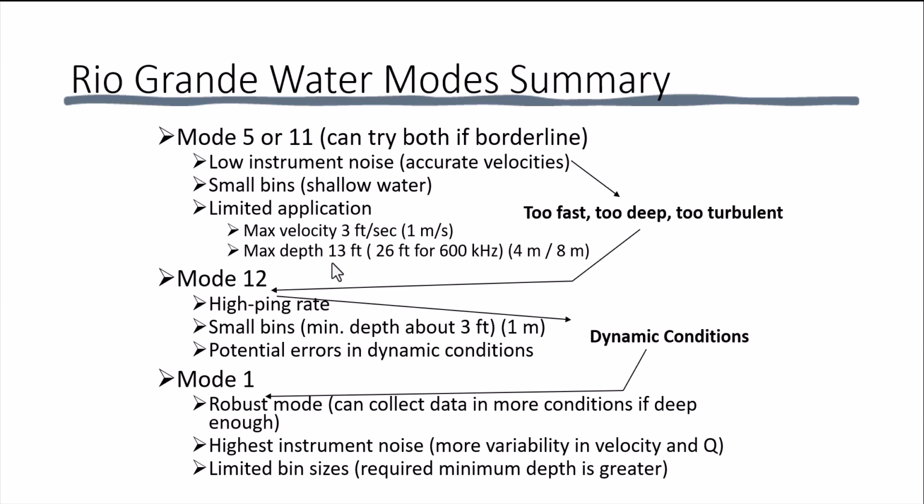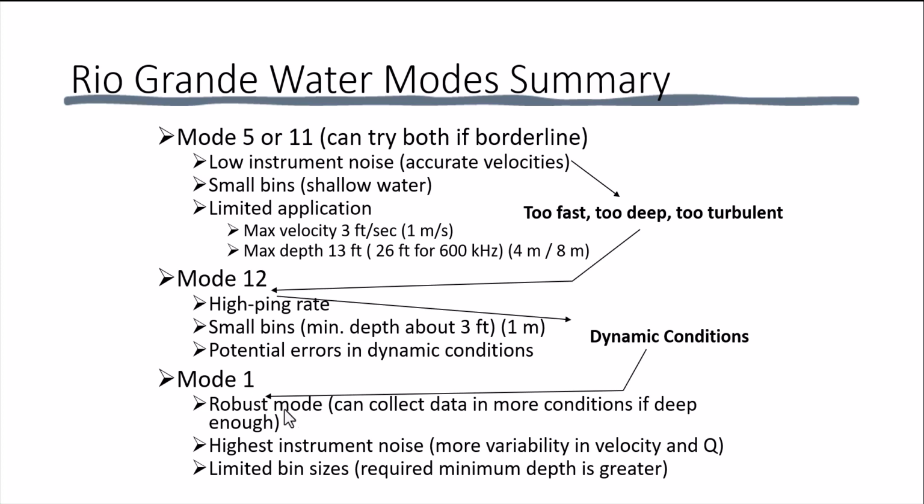If the water is too fast, too deep, or too turbulent, mode 12 is the next choice. It has a high ping rate. It does allow for small bends with a minimum depth of about 1 meter. However, it has potential errors in dynamic conditions because, as you recall, it only measures the sensors once at the beginning of each ping. If the conditions are very dynamic, mode 1 is probably the safest choice.